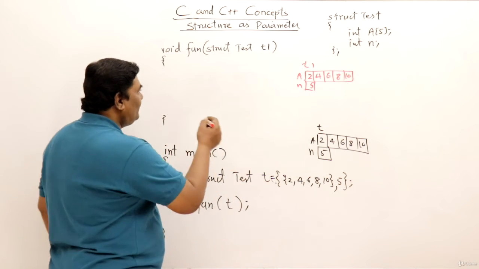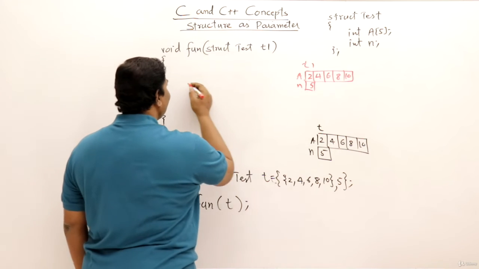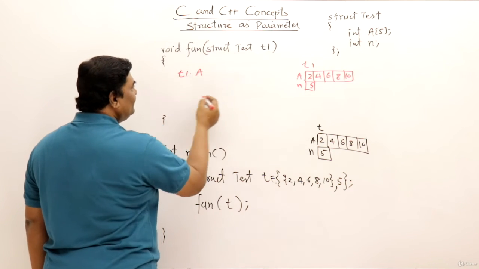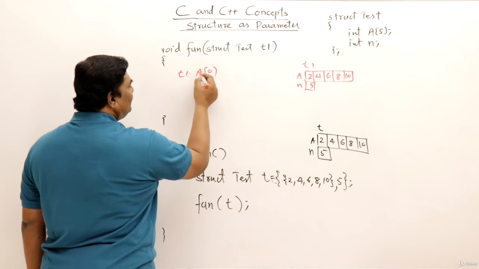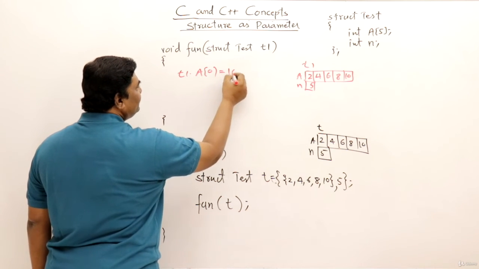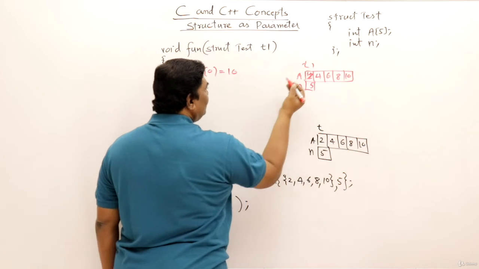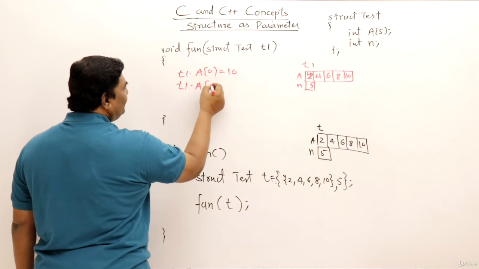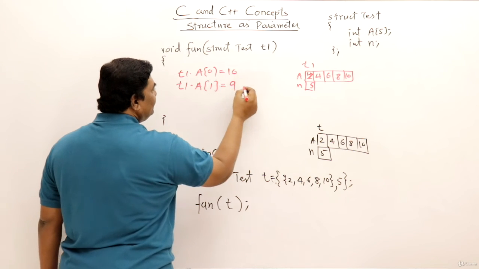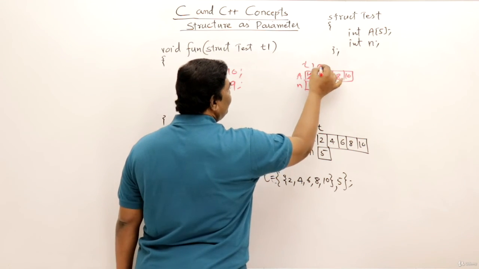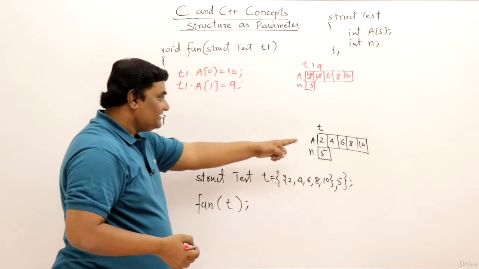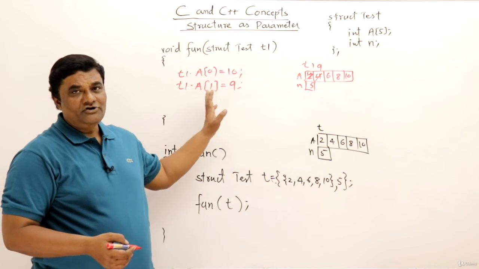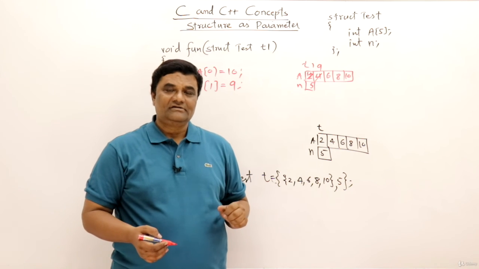Now if I make any changes, how can I access this? I can say t.a, because it's its own member, called by value. And I can say t.a of 0 assign 10. So this will become 10. So I can change the value. T1 of 1 assign 9. So this will become 9. This value becomes 9, but this will not change because this is called by value. So I can use the dot operator and access the members.